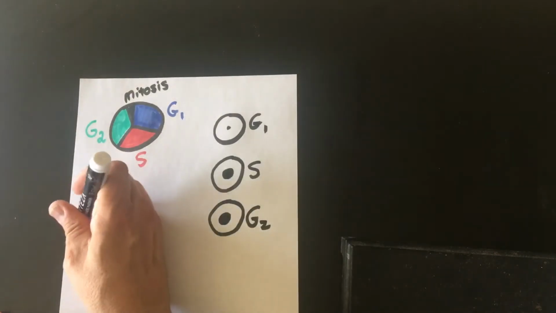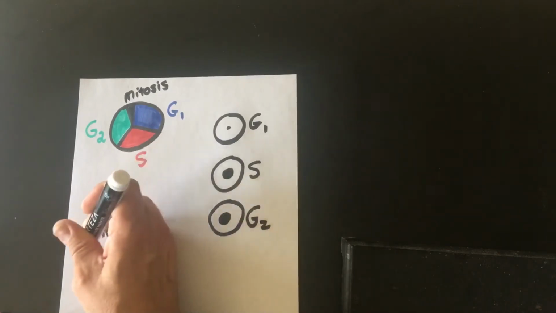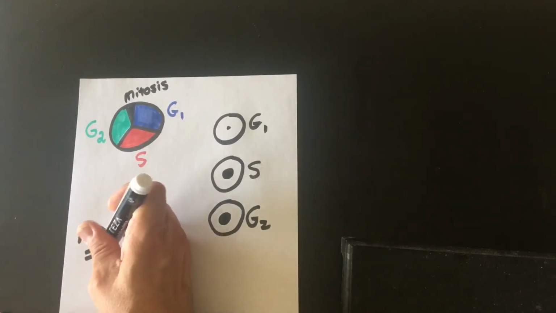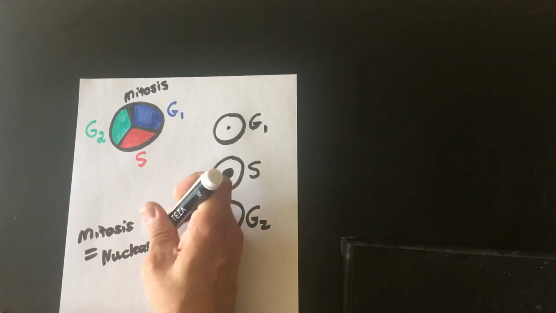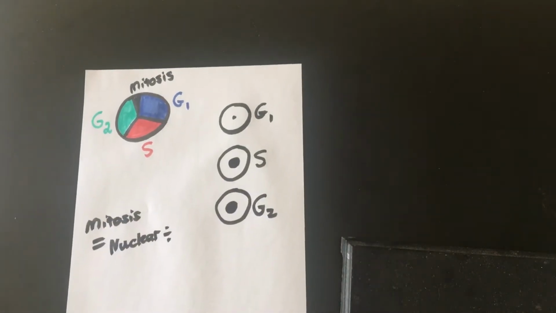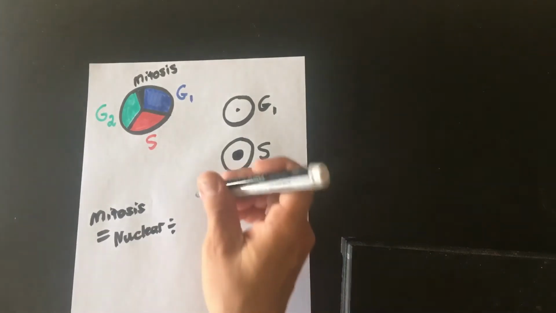But mitosis is defined as nuclear division. And in biology, when we use that word nuclear, we're talking about the nucleus. This isn't physics, this isn't nuclear energy or anything like that, right? Literally, nuclear is nucleus, okay? So mitosis is nuclear division.